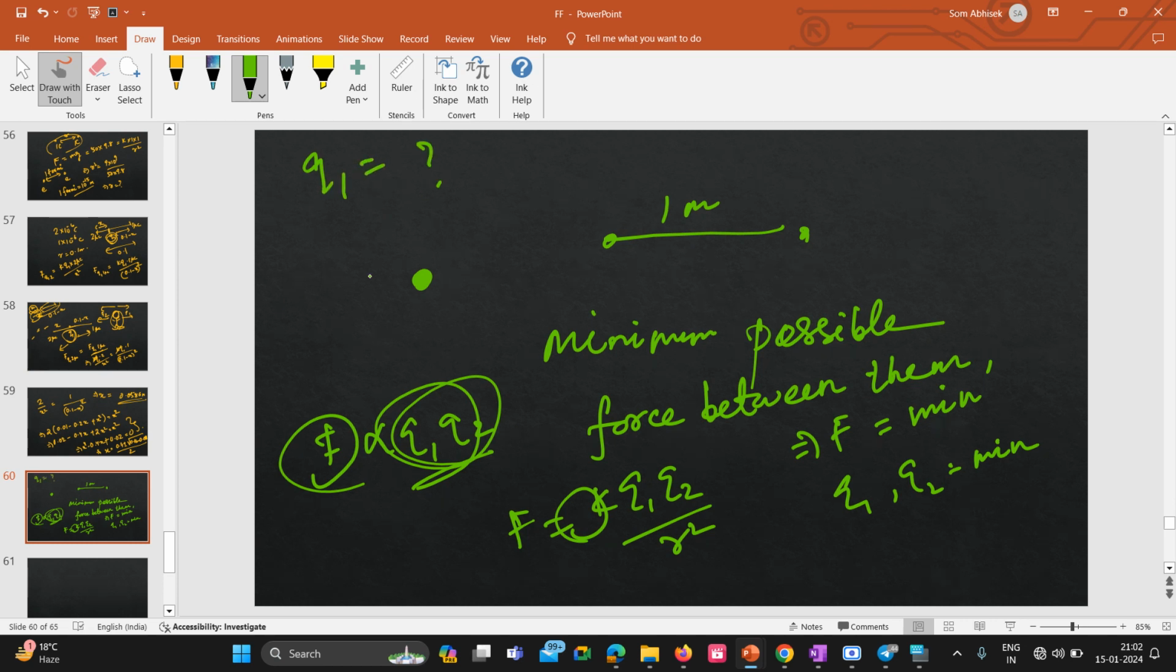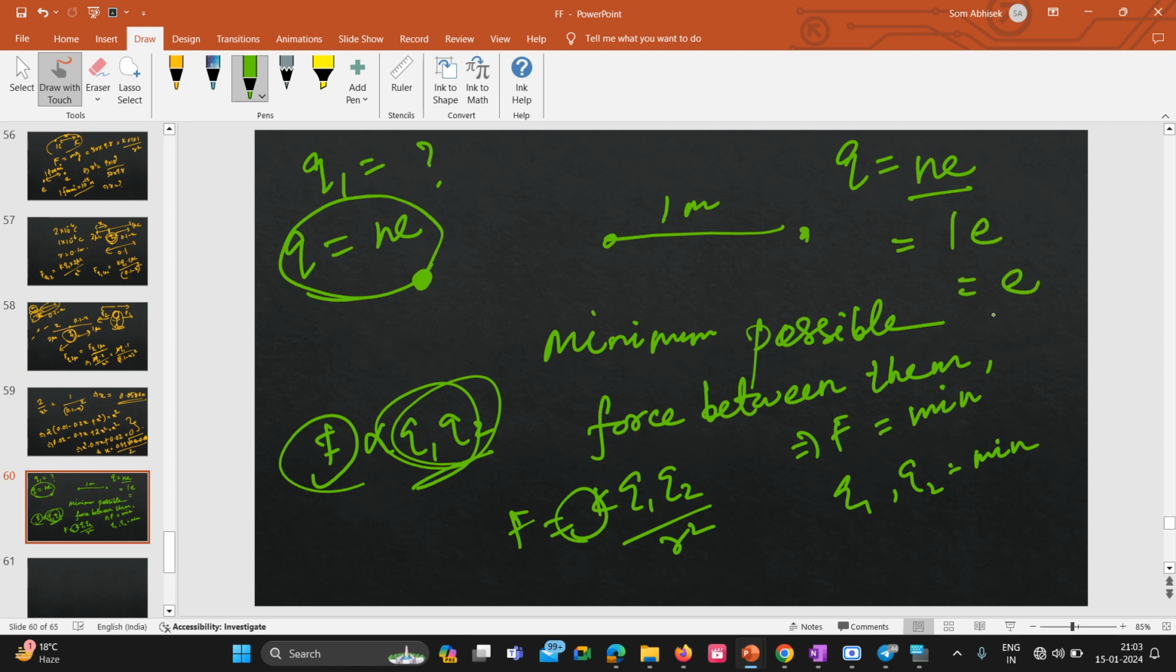So what is the minimum charge we ever know? Tell me in the comments. What is the minimum charge? Charge is quantized. Q is equal to n e, where Q is an integral multiple of the electronic charge, the charge of an electron. It should be like this always. n is equal to 0, 1, and so on. So the minimum charge is what? 1 e, isn't it? You will say it's 0. No, no, the charge must be there. 0 means chargeless. So Q1 is equal to e and Q2 is equal to e.